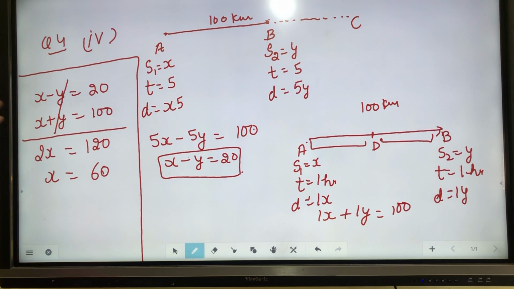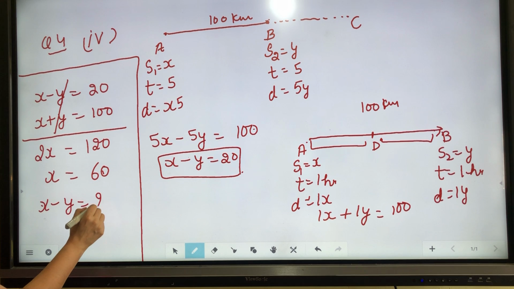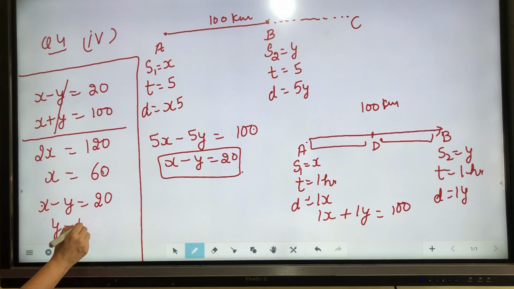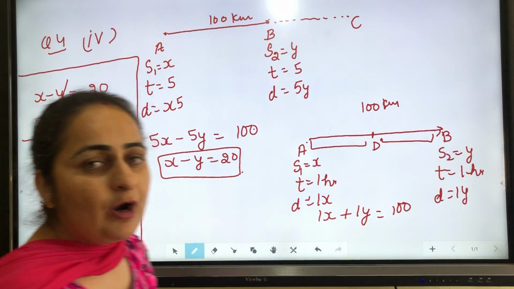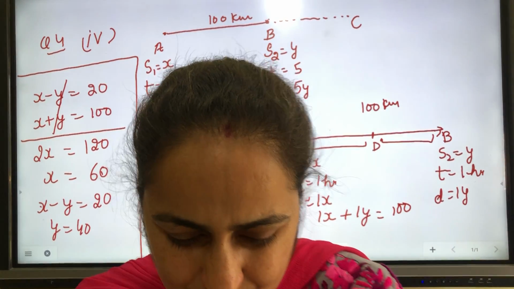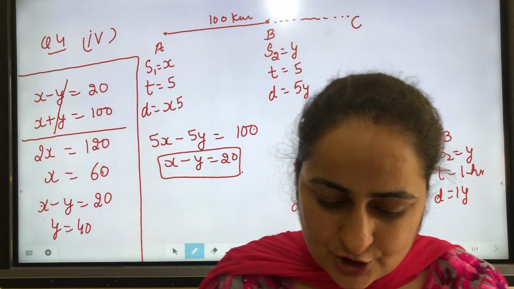That is the speed of the first car. And find the value of y: x minus y is equal to 20 means y is equal to 40. Therefore, the speed of car B is 40 km per hour. Now, next. That is the last part of the question.